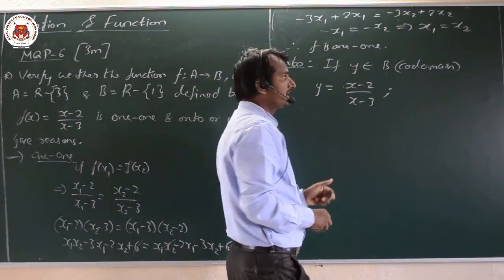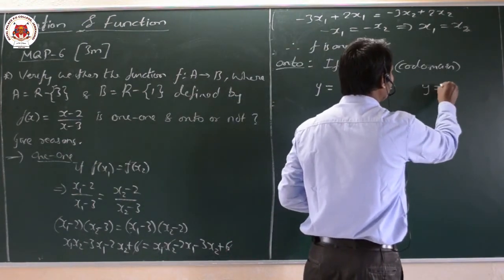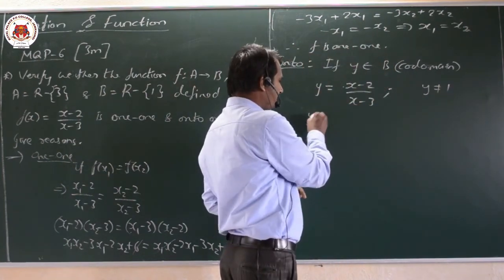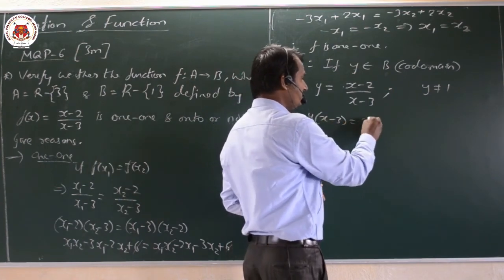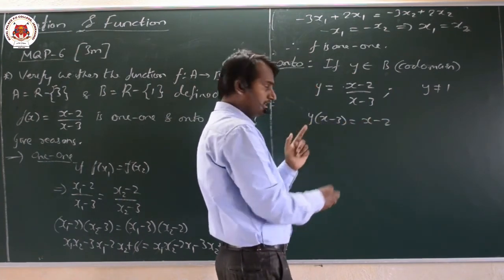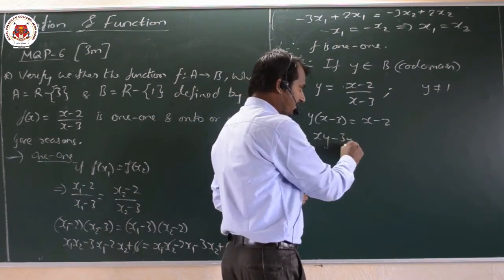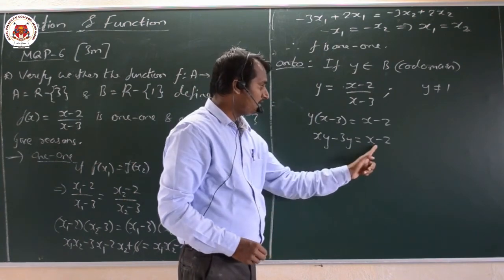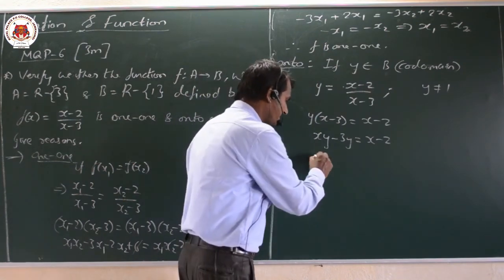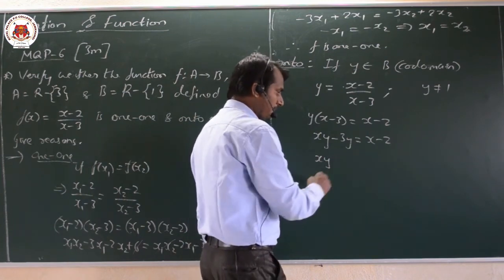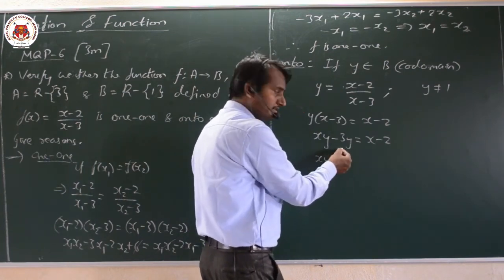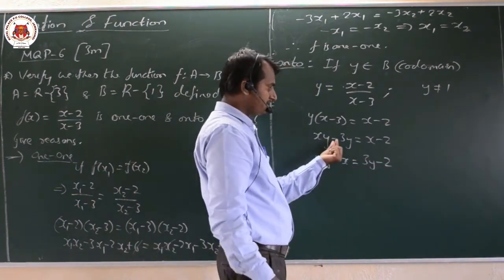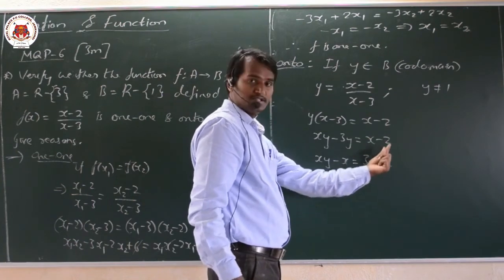Now I will cross multiply it here. B means y not equal to 1 here. I will cross multiply here. What we get here? y into (x − 3) equal to x − 2. I will multiply here, that is xy − 3y equal to x − 2. Now what I will do here is, I will take all the x variables to one side. So what we get here? xy, minus x, I am taking x here, which is equal to 3y on that side, 3y minus 2. Minus 3 becomes plus 3y. Minus 2 as it is.